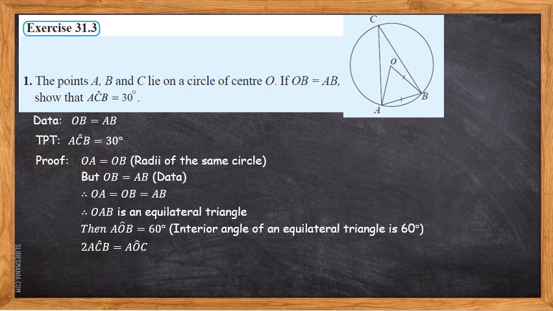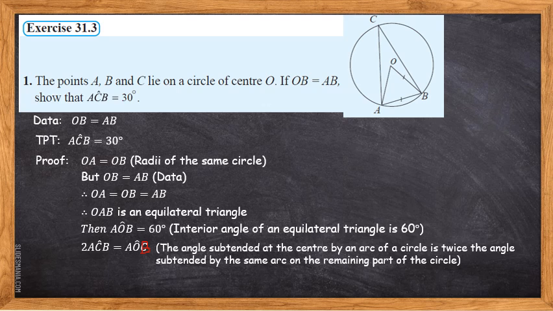According to the theorem, twice ACB is equal to AOB. Right here, AOB. It should be AOB. Then we can substitute AOB is actually 60 degrees. Sorry, you have to write the reason. Twice ACB is equal to AOB. Reason, the angle subtended at the center by an arc of a circle is twice the angle subtended by the same arc on the remaining part of the circle.